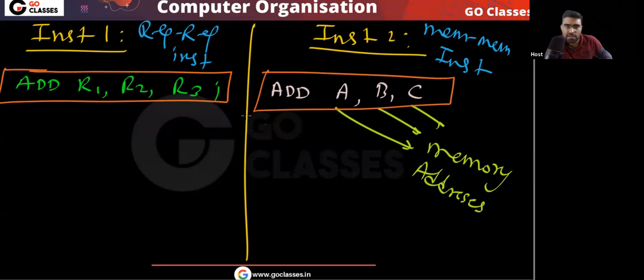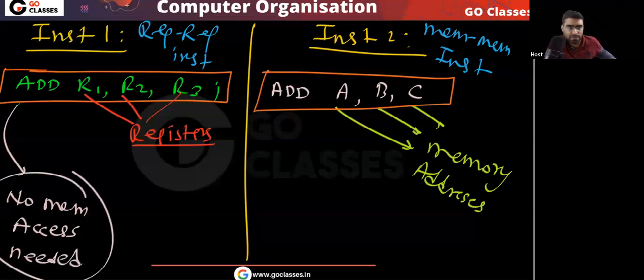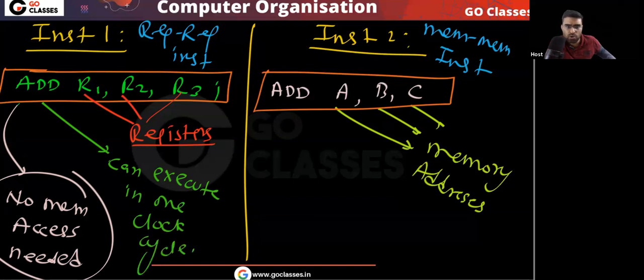You can see this instruction is quite simple, right? Because what will this instruction do? These are registers inside the CPU. So in one clock cycle, you can execute this. There is no memory access needed. You don't need to access any memory. You can execute this in one clock cycle.